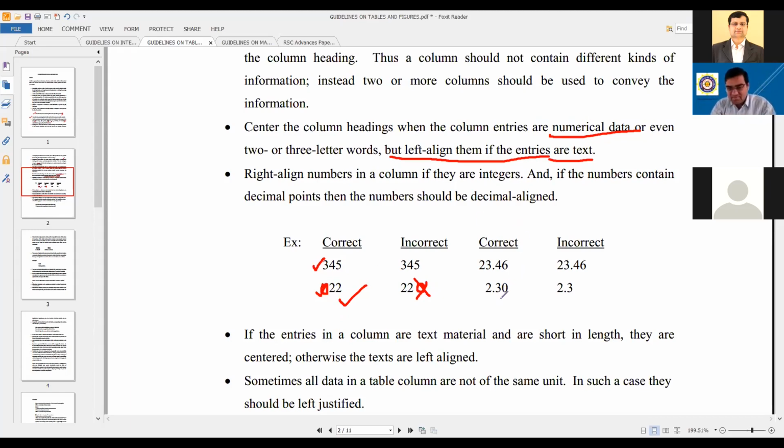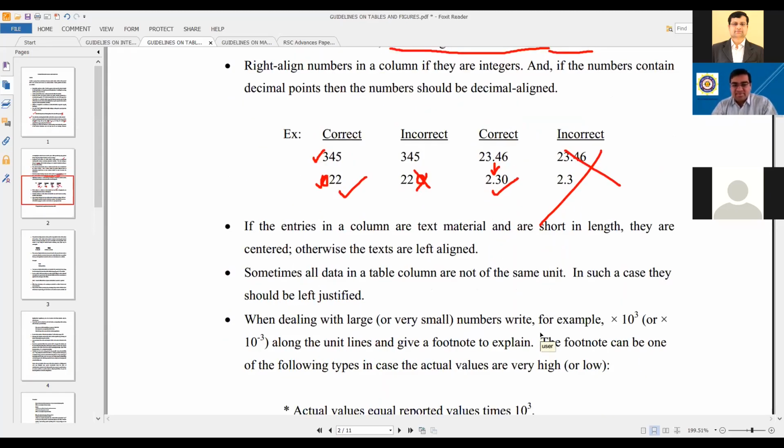Again with decimals, 23.46. If the next data is 2.30, right? So 2.30 should be represented like this. Decimal should match with decimal vertically. It should be vertically aligned, right? This is an incorrect way of putting the data.